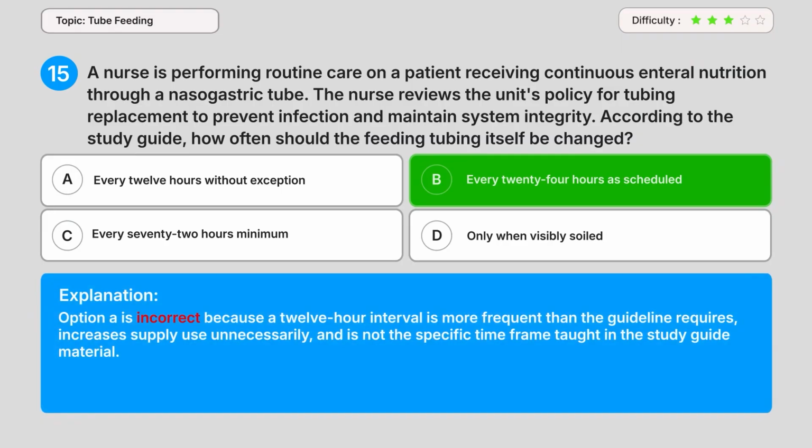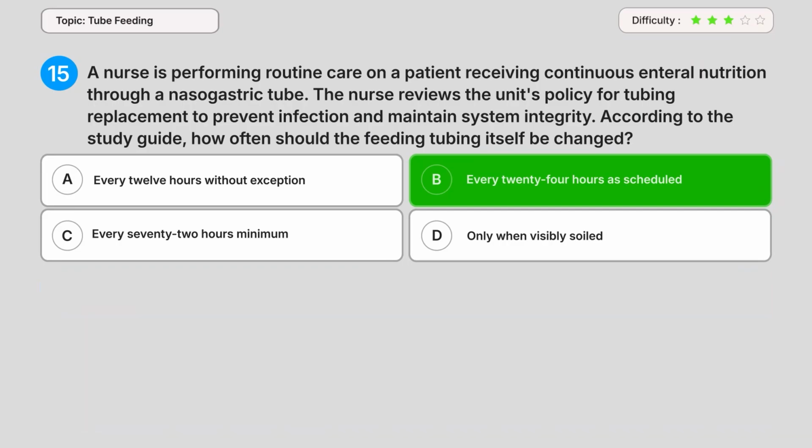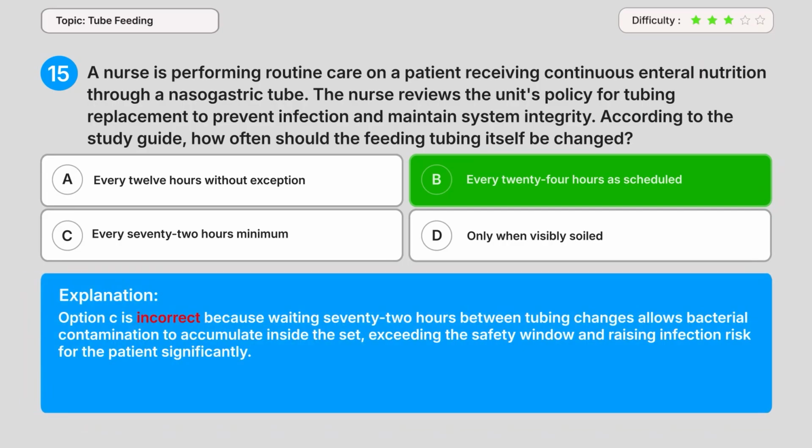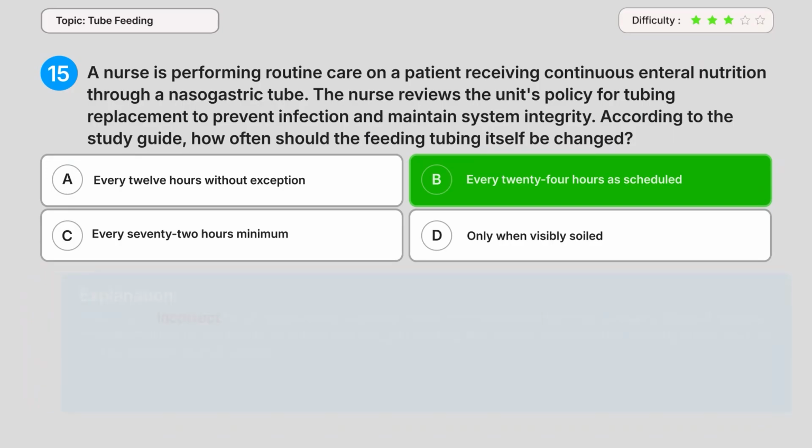Option A is incorrect, because a 12-hour interval is more frequent than the guideline requires, increases supply use unnecessarily, and is not the specific time frame taught in the study guide material. Option C is incorrect because waiting 72 hours between tubing changes allows bacterial contamination to accumulate inside the set, exceeding the safety window and raising infection risk for the patient significantly.